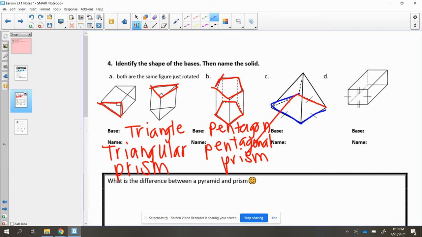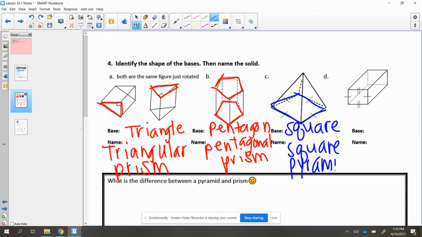Okay. Now the next one is an example of a pyramid because we only have this one base. And notice the tick marks: what that is telling us is that these are all the same size sides. So we would call this a square. So we would call this a square pyramid based on the shape of our base. And finally, we have another prism because again, we have two bases here. And the bases this time are just rectangles because they're not congruent.